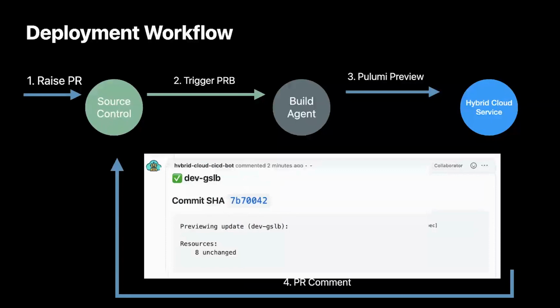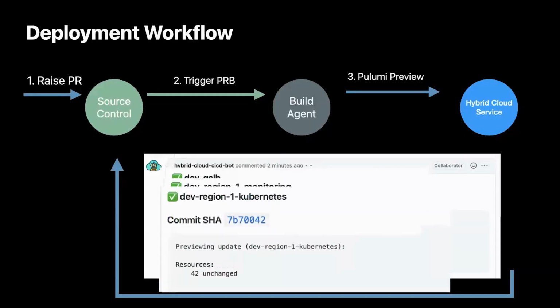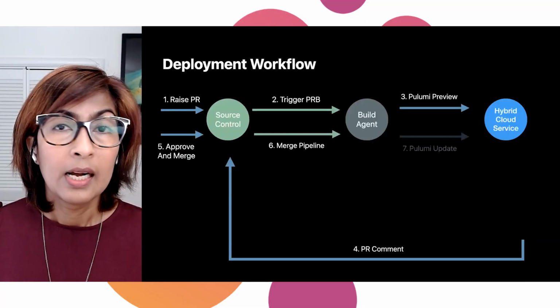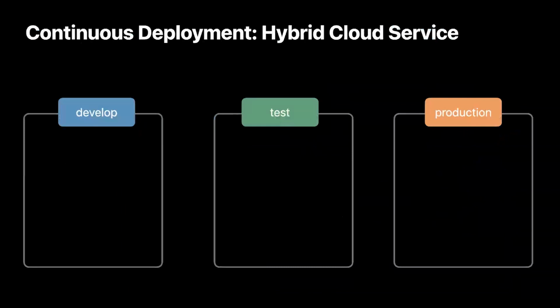Not only that, the reviewer also gets an update that resources for other programs like the global load balancer, the monitoring pods, and the Kubernetes cluster resources have not changed. This builds confidence in fearless deployments. The PR merge pipeline finally triggers the changes reviewed by the team, and the resource changes are provisioned in cloud providers. Now let's see how the hybrid cloud team takes this all to production environment.